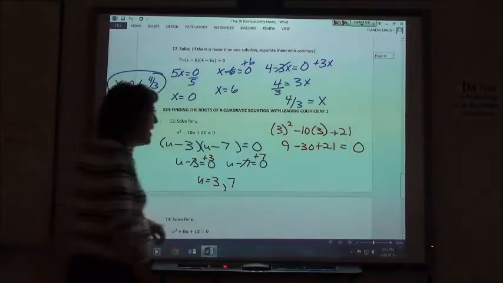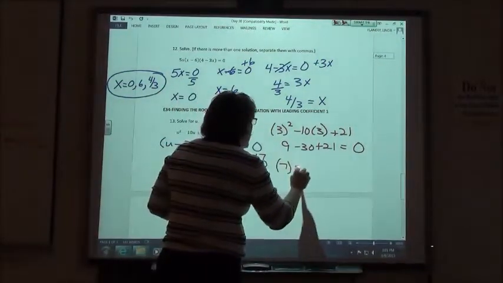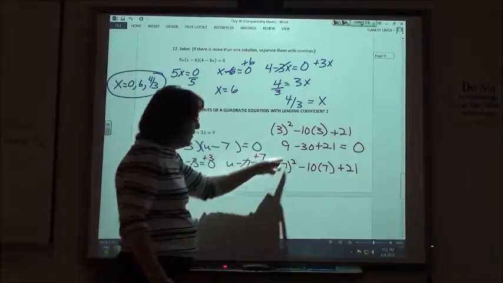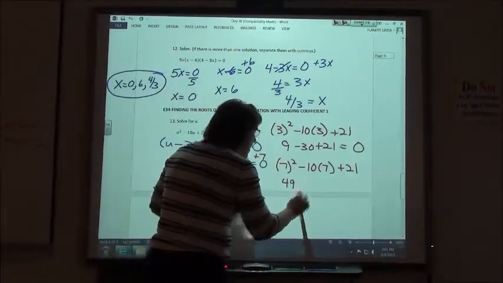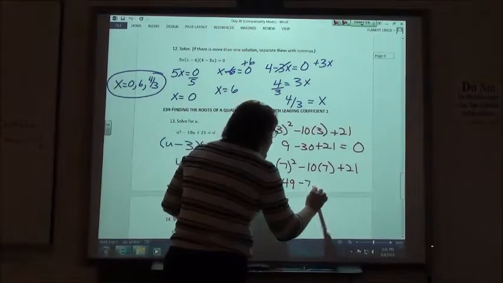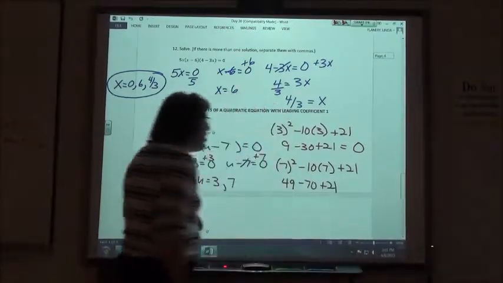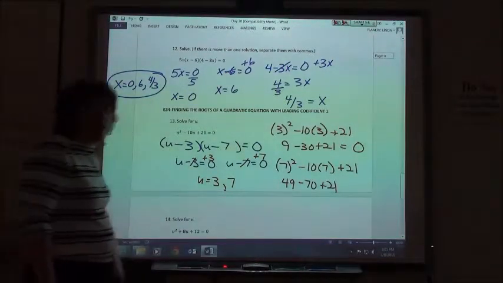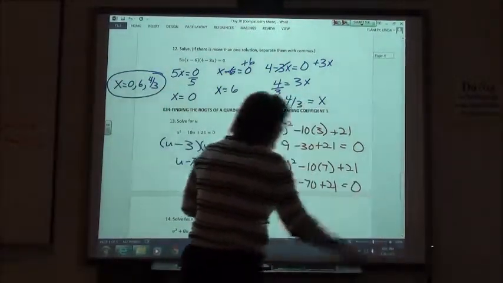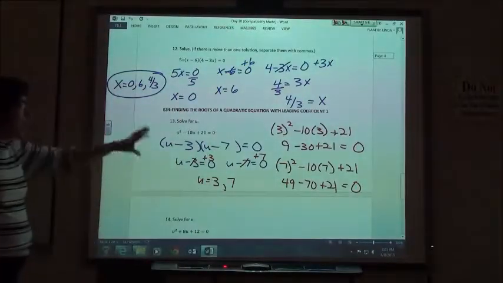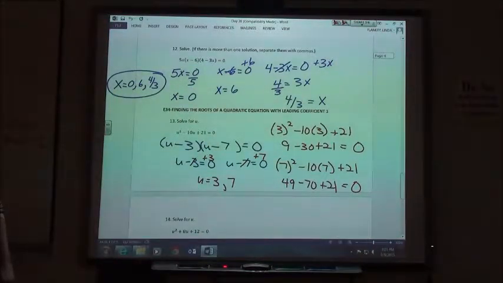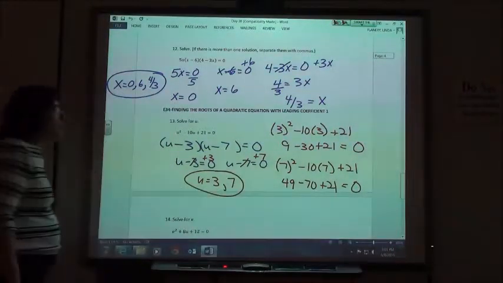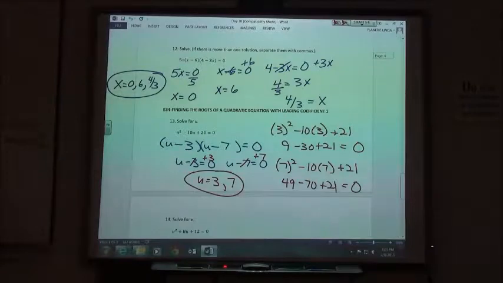If I check the 7 out, 7 squared minus 10 times 7 plus 21. 7 squared, 49. Negative 10 times 7 is minus 70 plus 21. If you do 49 minus 70 plus 21, you get an answer of 0. Any other number you pick and try to substitute in, you will not get an answer of 0. 3 and 7 are the only ones that will give you that answer of 0.